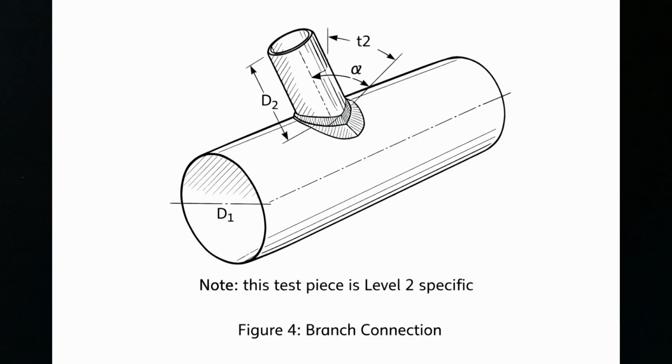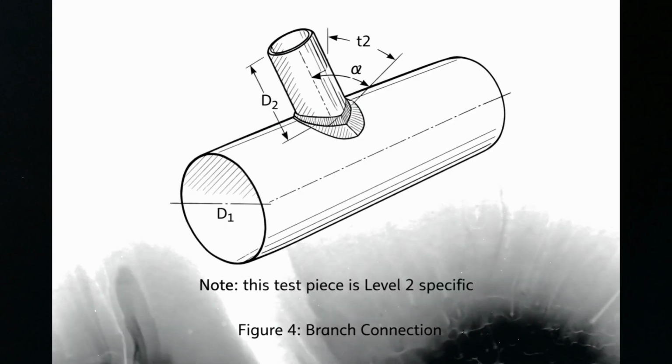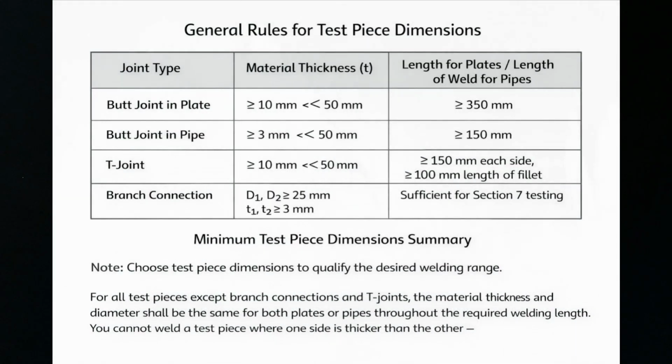For level 1, no specific branch connection test piece is required. A standard butt joint test qualifies branch connections at level 1. The standard specifies that the length or number of test pieces shall be sufficient to allow all required tests to be carried out.